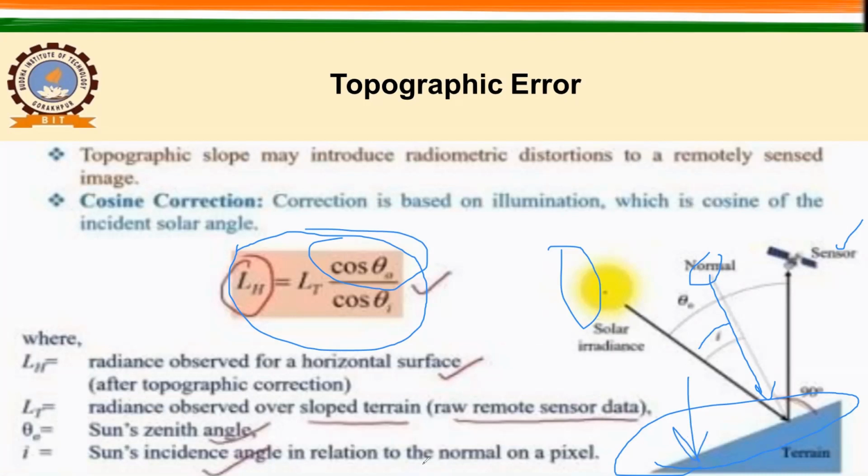And LT is the radiance observed over the sloped terrain, which is basically the raw remote sensing data. This is the sun's zenith angle and this is the sun's incidence angle. This is how we remove the effect of the slope from a remotely sensed image, and we say this is LH. LH is basically the radiance observed over a horizontal surface.